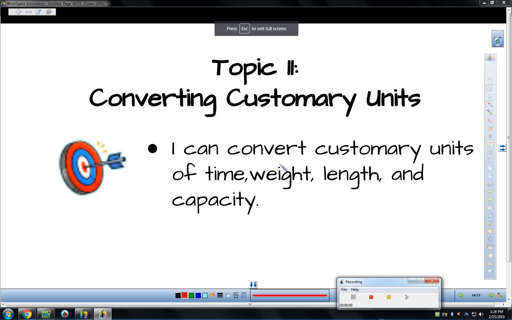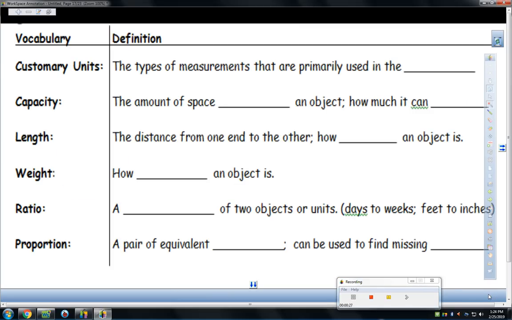Welcome to topic 11, where we're going to be converting different units of measurement. This topic is really broken into two big pieces: customary units and metric units, and they both behave very differently. Here we'll be talking about converting customary units of time, weight, length, and capacity. So some notes, things to fill in as we go along.